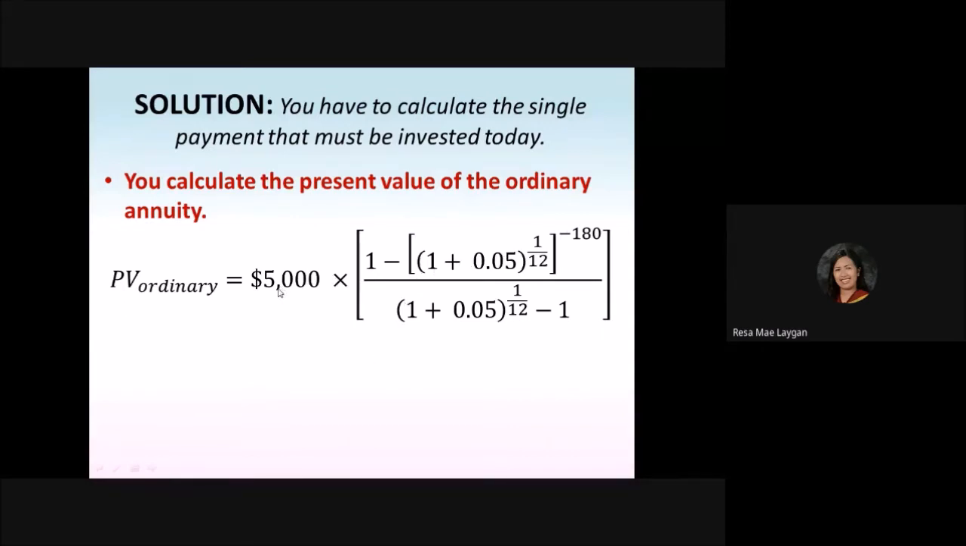So we have here our annuity payment, which is $5,000. Our present value of the ordinary annuity is unknown. We have here the periodic interest rate, which is 0.05. The compounds per year is 1. And the payments in 1 year is 12. And also the number of payments over the years is 180.